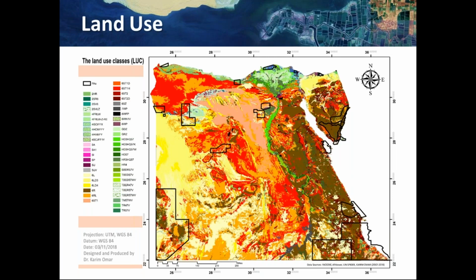This slide is about the land use classes. Each class was extracted and calculated for each protected area to determine how to use the resources in each protected area. Next slide, please.